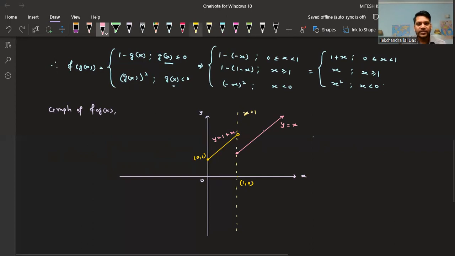Now the next graph is y equal to x square, and this is for x less than 0. The y equal to x square graph is very easy. We have drawn it many times.